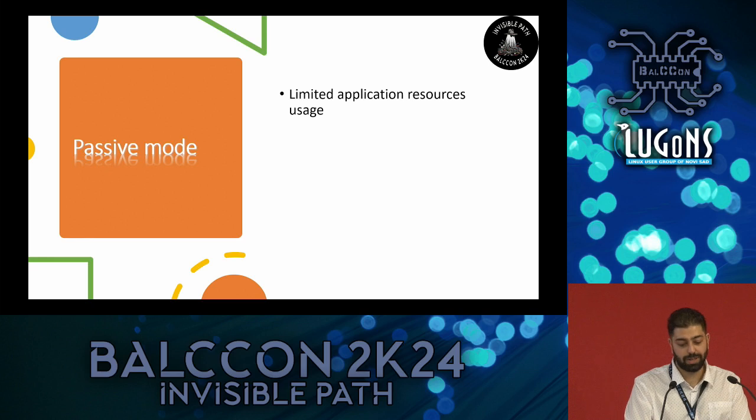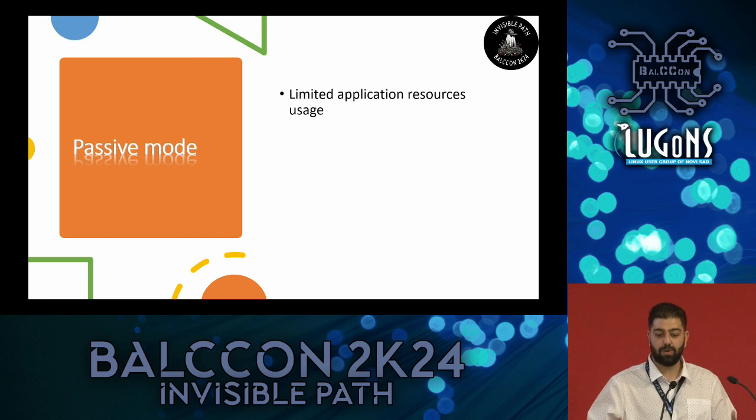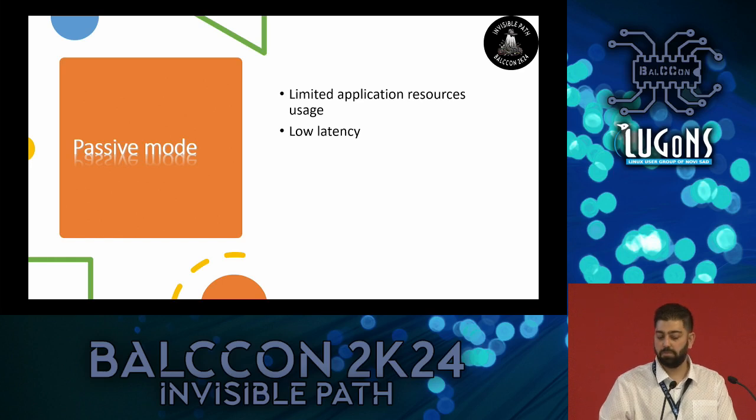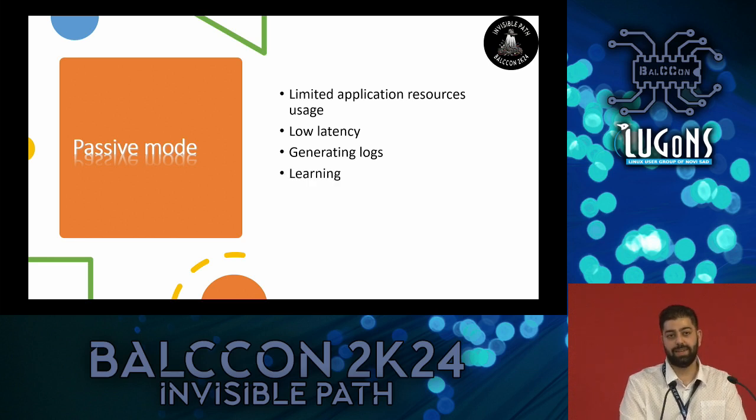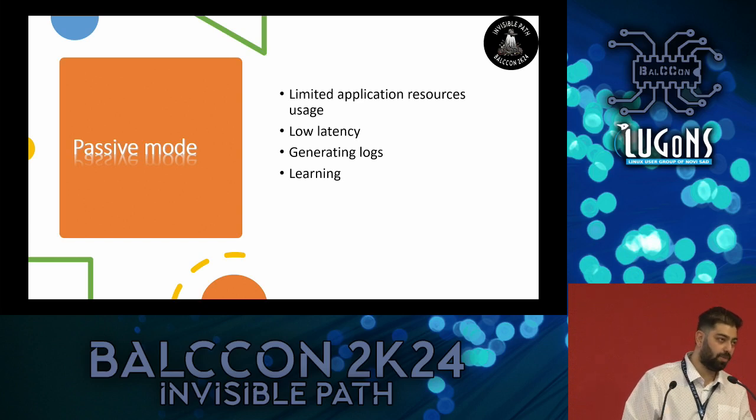For passive mode, limited resources will be fair enough, because it will be acting in a passive mode, in a promiscuous mode kind of deployment. It will only be checking what's happening there: the inbound traffic and outbound traffic, as well as the logs generated there. So you can run it within limited resources or a limited budget. You can expect lower latency compared with the active deployment. The logs will be generated there, you can work on that, and it can be really beneficial for the learning part as well.